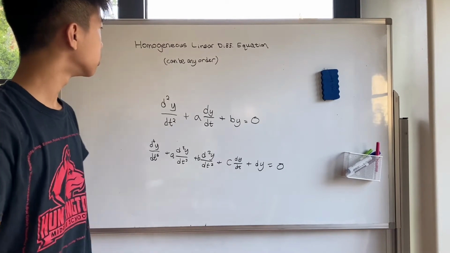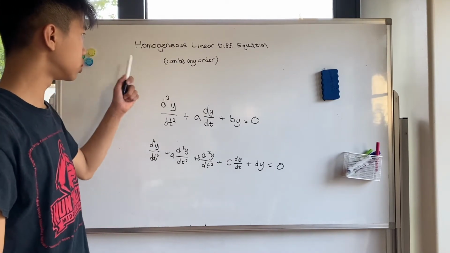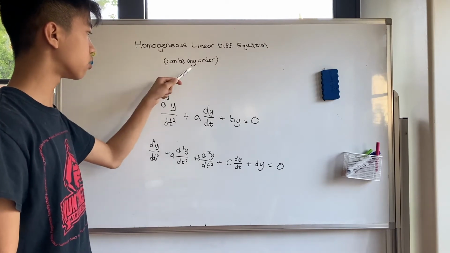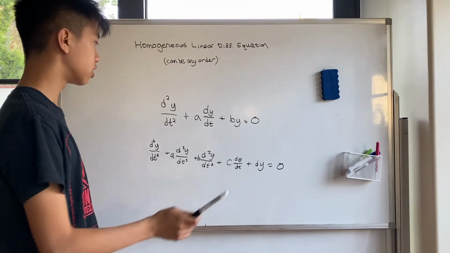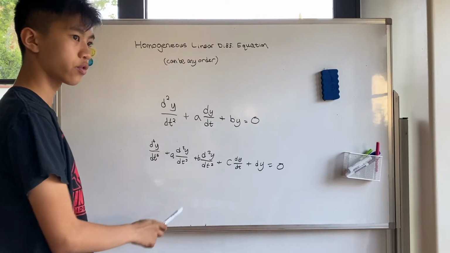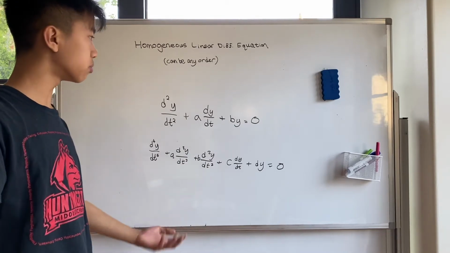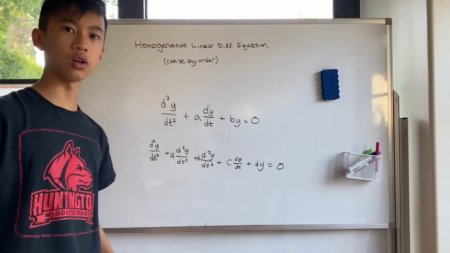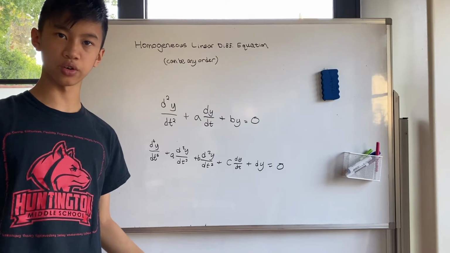Hi YouTube. Today we will be going over the solutions to homogeneous linear differential equations that can be of any order. So they can be in the form of a second order differential equation, a fourth order differential equation, pretty much anything as long as it's homogeneous and linear. So what does homogeneous and linear mean?